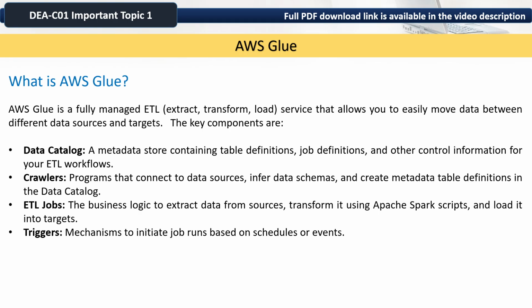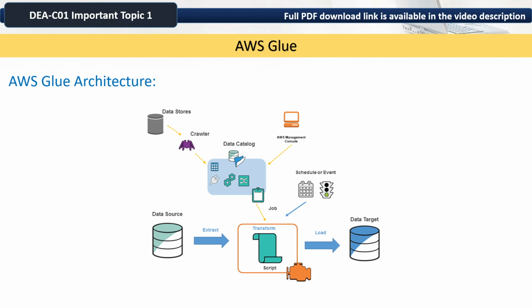Then we have crawlers, programs that connect to data sources, infer data schemas, and create metadata table definitions in the data catalog. Then we have ETL jobs, the business logic to extract data from sources, transform it using Apache Spark scripts, and load it into targets. And then we have triggers, mechanisms to initiate job runs based on schedules or events. Here we have a simple diagram showing how all these components come into play in AWS Glue architecture.